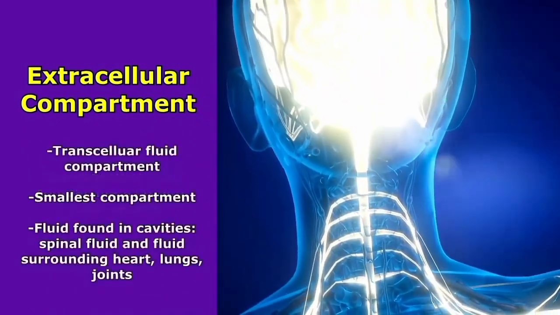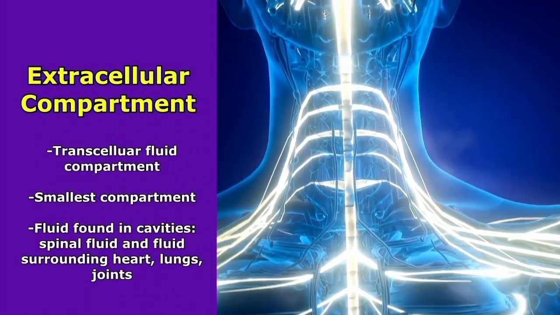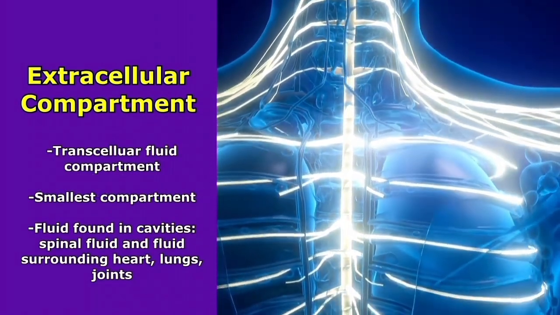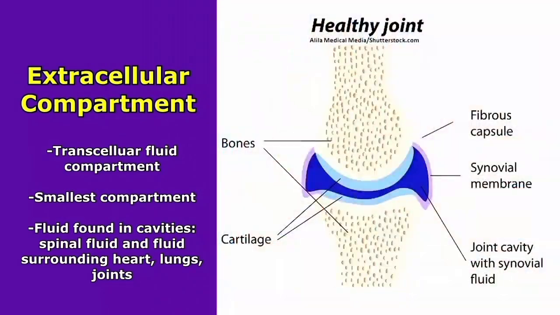And then lastly, we have the transcellular fluid compartment. And this is actually the smallest compartment, and this is the fluid that is found within certain body cavities, like the spinal fluid, the fluid that surrounds our heart and lungs and the joints.